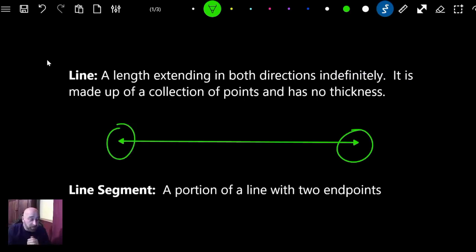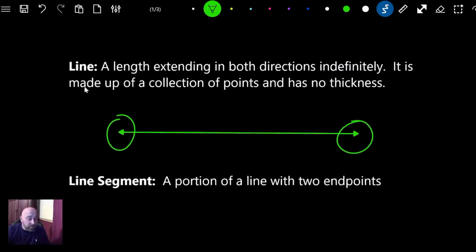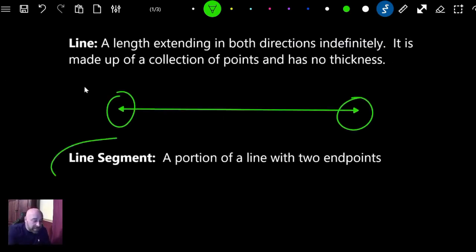Okay. Now, we don't normally draw the arrows on the end of our lines. So what are we actually drawing? We're actually drawing a line segment right here. I'm going to come back to line in a second, but we're actually drawing a line segment. What is a line segment? It's a portion of the line with two endpoints.